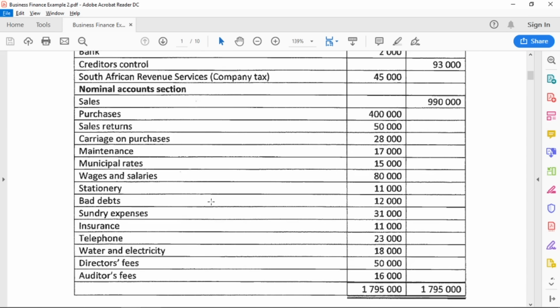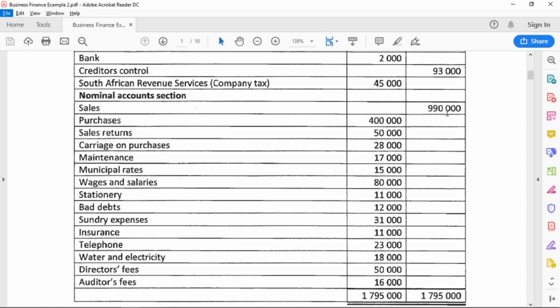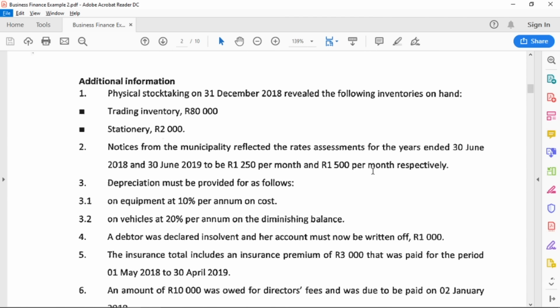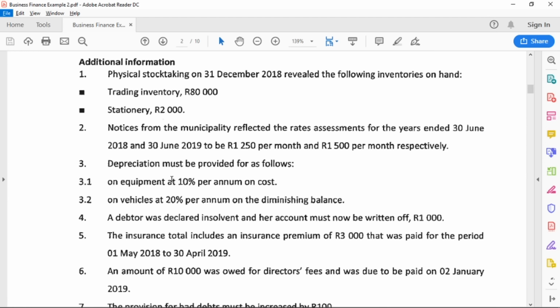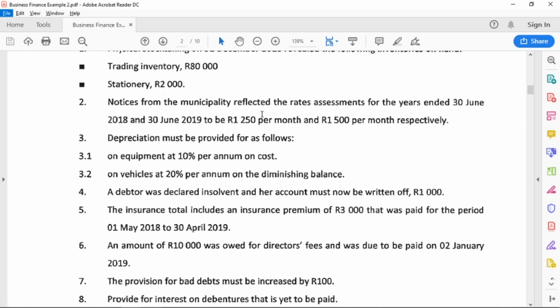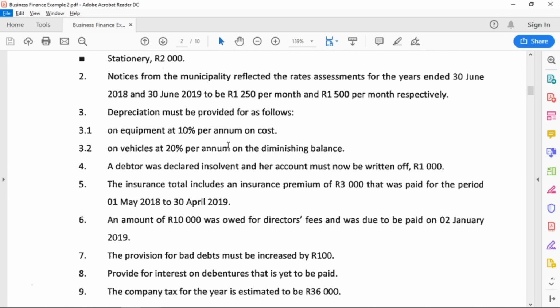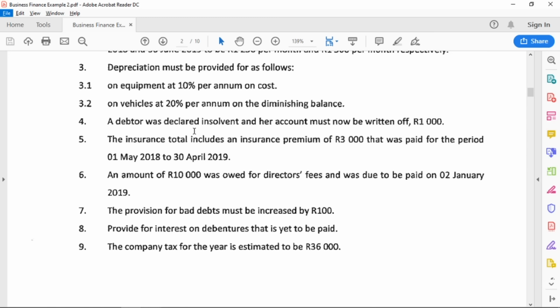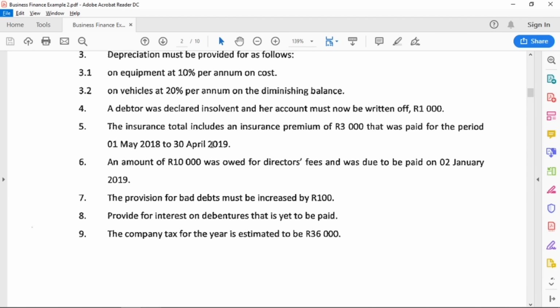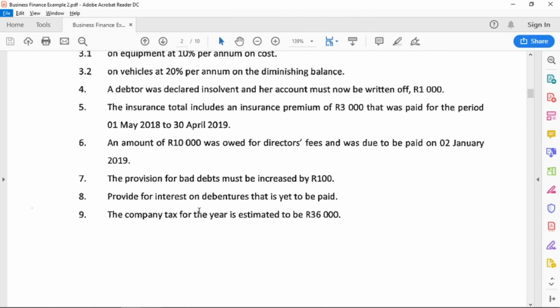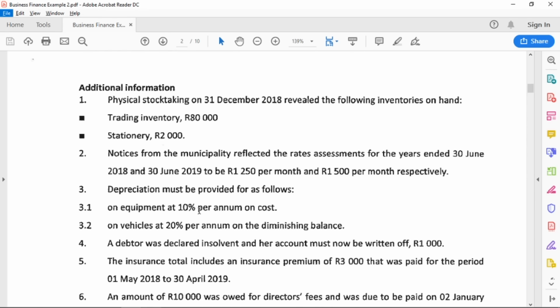So let's look at our sales. Our sales are 990,000 rand, and we go to our additional information and see if there's anything that is spoken about sales over here. So here we have physical stock taking, notice from the municipality reflecting the rates assessment, depreciation, debtor was declared insolvent, insurance, amount owed for directors' fees, provision for bad debts, provision for interest, and company tax. So here we are not told anything about sales.